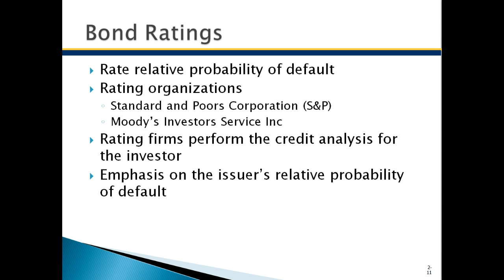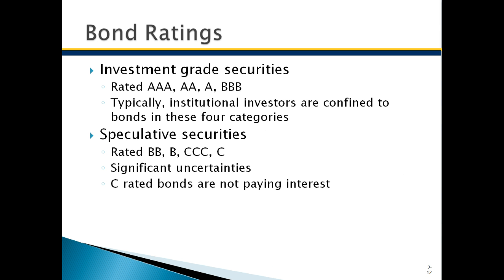So there are two rating services, and they rate based on the performance of a credit analysis of the company's underlying, or even governments or states' underlying credibility. And the emphasis is on the probability of default. So investment grade bonds are anything that are BBB or higher, and AAA is the highest. Now, speculative securities, high yield debt, will have a BB or lower, and C bonds are probably not going to be paid back or paying any interest. So those are the lowest category.